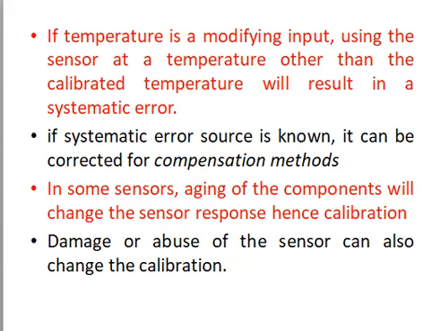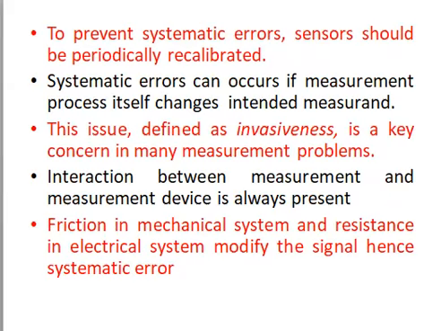And in some sensors, there is aging, that is when you have been using the sensor for a very long time, definitely its quality will start degrading, and for this its response will be wrong, and we have systematic error. And whenever any of the components within your measurement instrument is damaged or used wrongly, that is abused, definitely the sensor can change its calibration and it will cause systematic error.